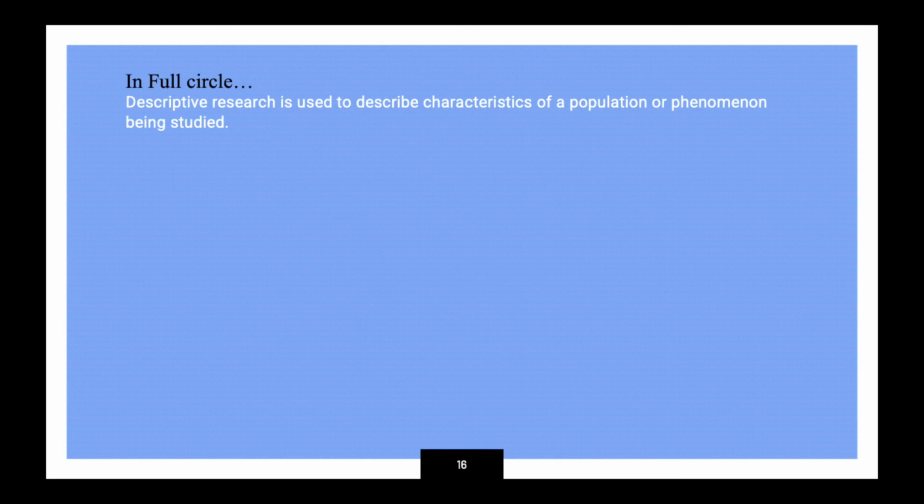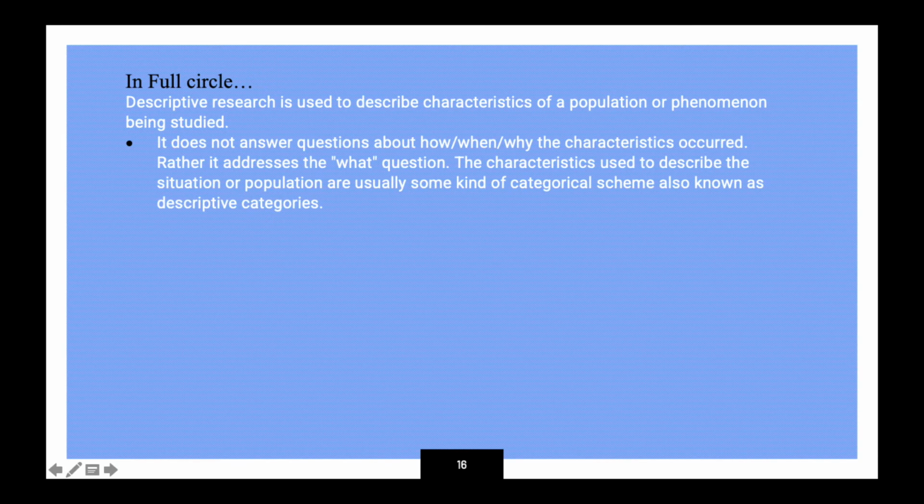As a denouement, descriptive research is used to describe characteristics of a population or phenomenon being studied. It does not answer the questions about how, when, or why the characteristics occurred. Rather, it addresses the what question, such as what are the characteristics of Minnesota's state population or situation being studied.